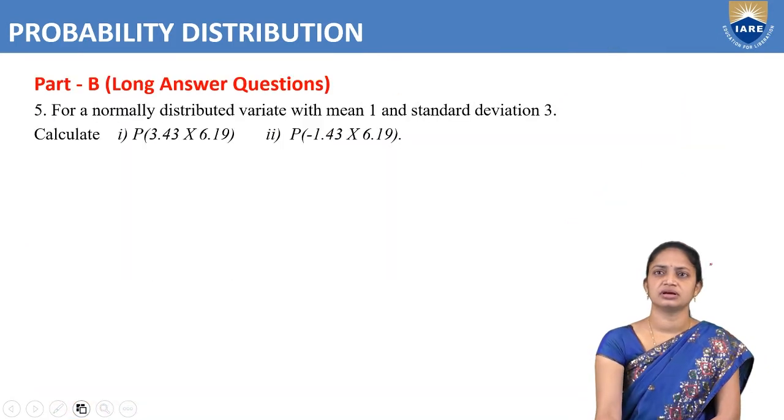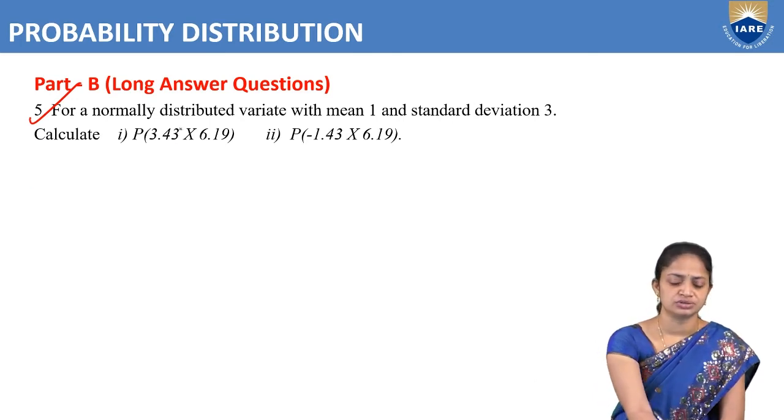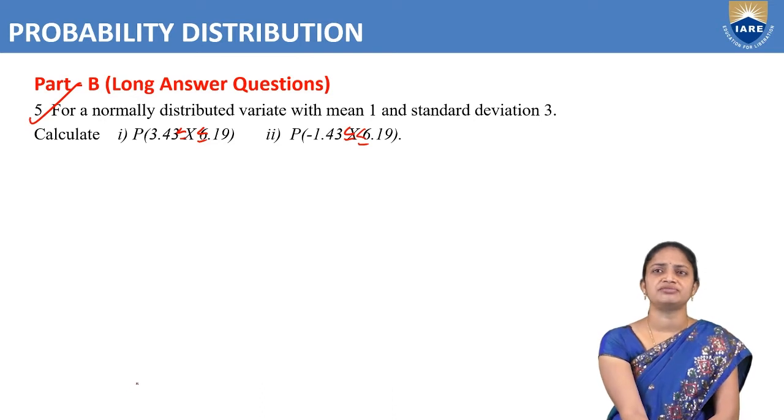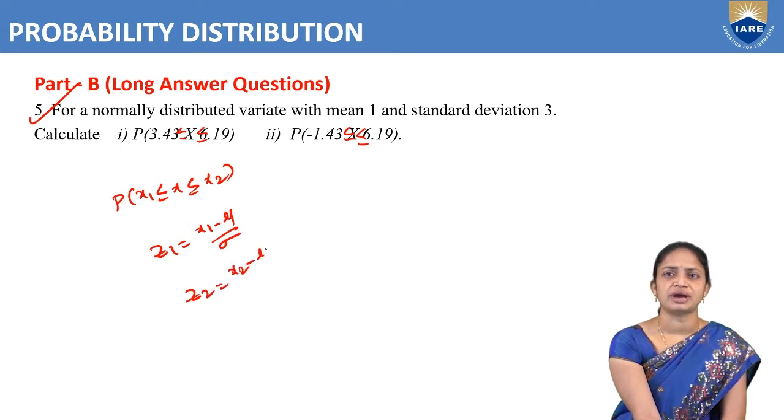Now coming to the fifth question, for a normally distributed variate with mean 1 and standard deviation 3, find the probability of 3.43 less than or equal to x less than or equal to 6.19, and the probability of minus 1.43 less than or equal to x less than or equal to 6.19. Let us consider it in the form x1 less than or equal to x less than or equal to x2. So here we have to take z1 equal to x1 minus mu by sigma and z2 equal to x2 minus mu by sigma.